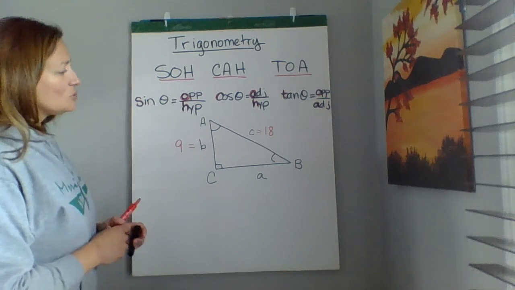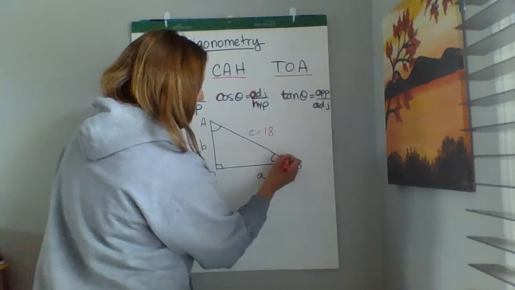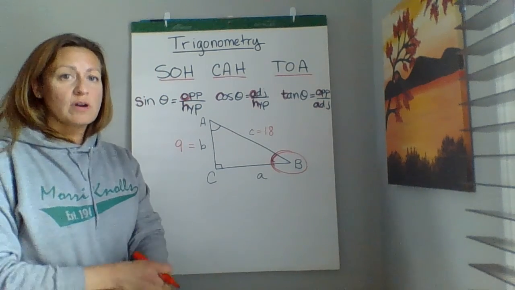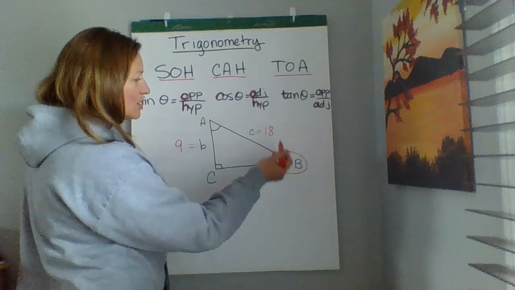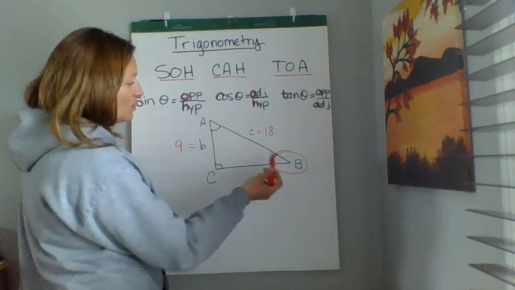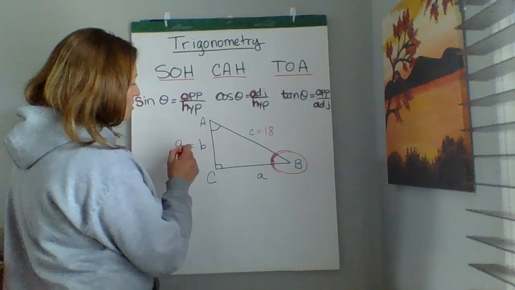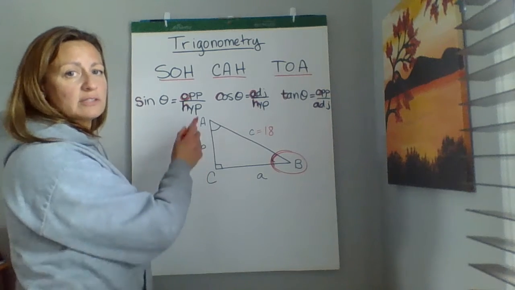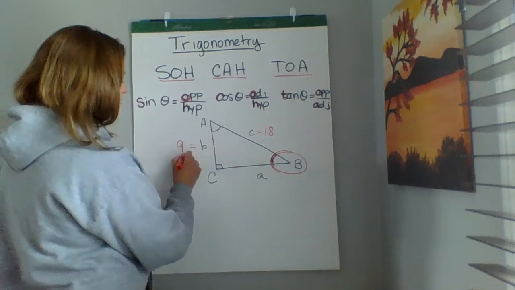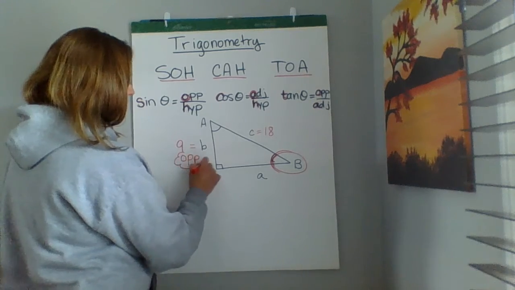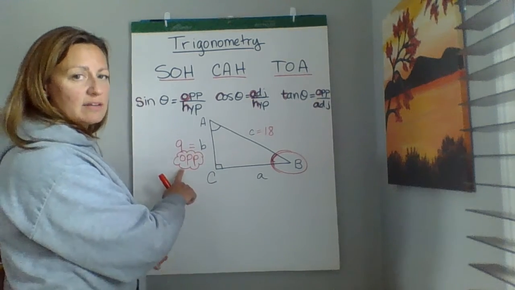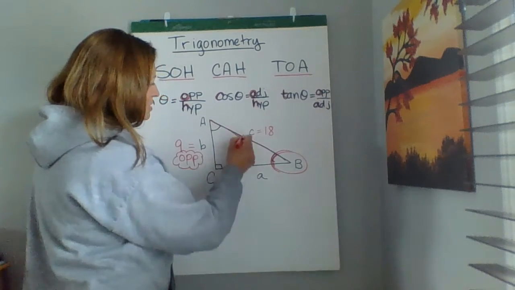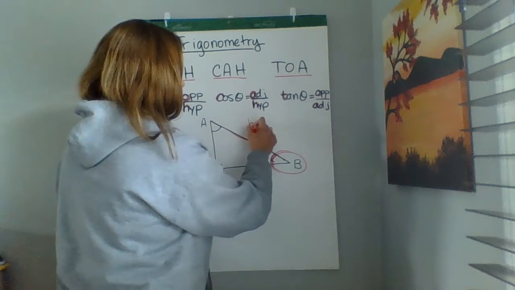Well, using trigonometry, I would say, all right, let me see. I'm focusing on angle B. What parts do I know or care about of this triangle in relationship to B? So in relationship to B, I know the side that is not connected to angle B. It's all the way over here across the way. It's opposite of angle B. So I've got the opposite side given to me. And then when I look at C, oh yeah, that's the hypotenuse. It's across from the right angle. So I'm going to label that hypotenuse.